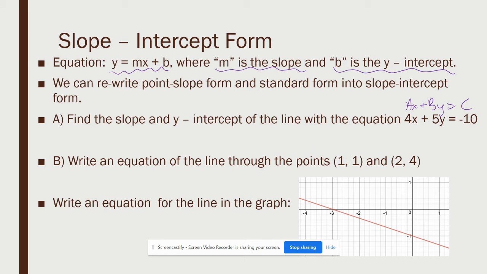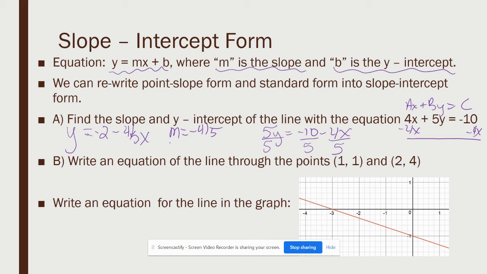So in order to get this into slope-intercept form, we have to get y alone. And remember a couple of sections back we talked about how we do that? Well, we move the x first. This is a positive 4x, so we would subtract 4x from both sides. That would give us 5y is negative 10 minus 4x. And then divide everything by 5. So y is equal to negative 2 minus 4/5 x. Our slope then is negative 4/5, and our y-intercept is negative 2.